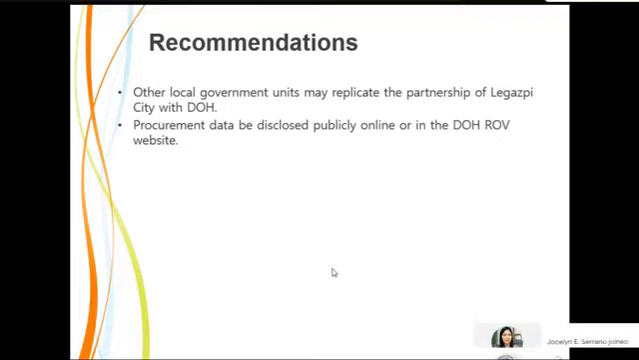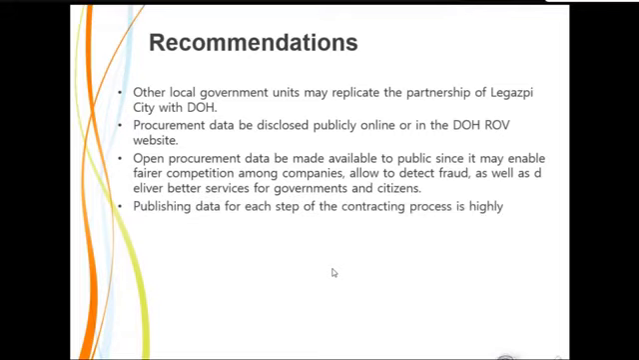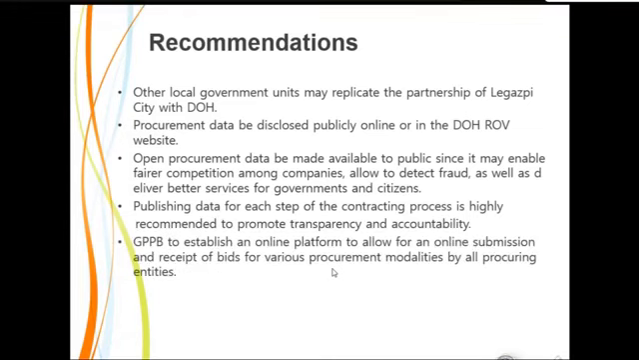be disclosed publicly online or in the DOH ROV website. Open procurement data should be made available to the public since it may enable fairer competition among companies, allow detection of fraud, as well as deliver better services for governments and citizens. Publishing data for each step of the contracting process is highly recommended to promote transparency and accountability.